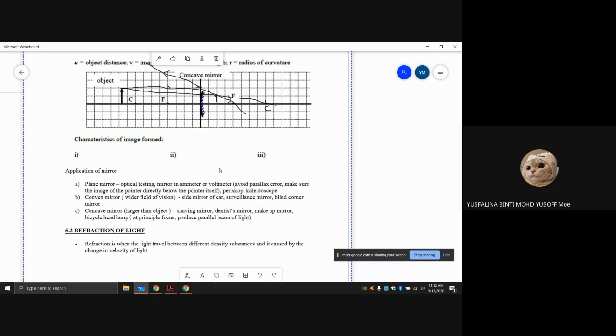And for the concave mirror, the image is larger than the object. So this one is used for shaving mirrors, dentist mirrors, makeup mirrors, and also bicycle headlamps, where it produces a parallel beam of light. So these are the applications of mirrors.